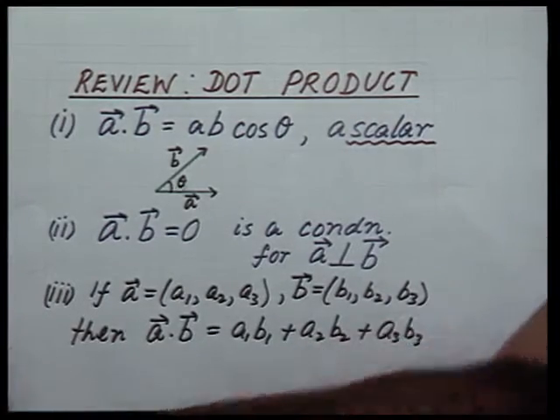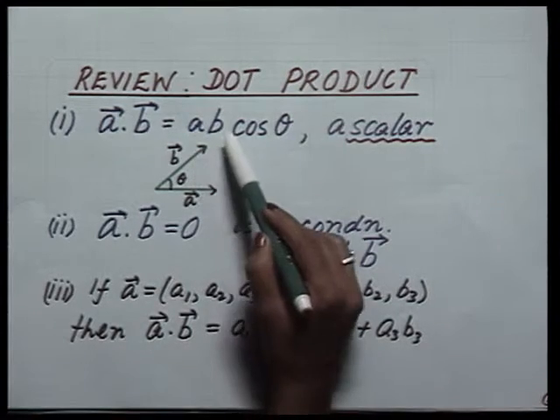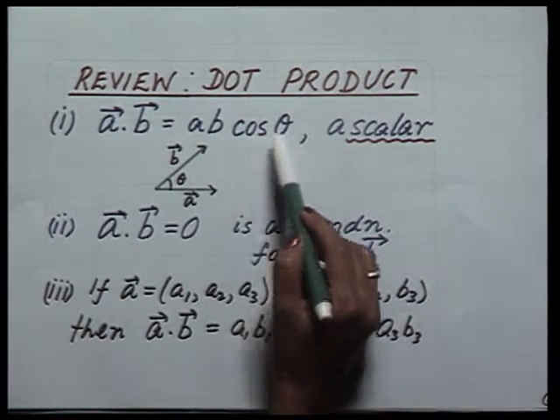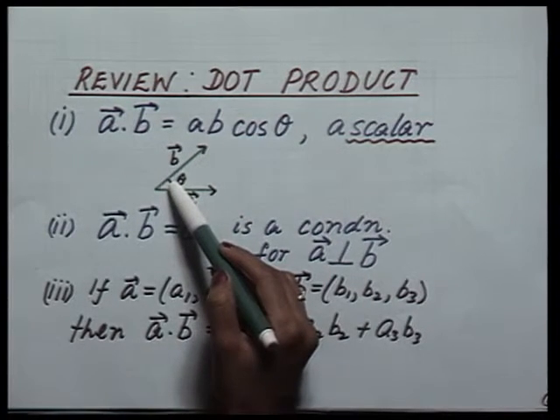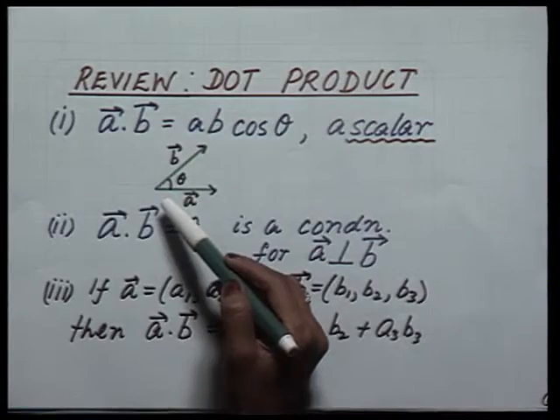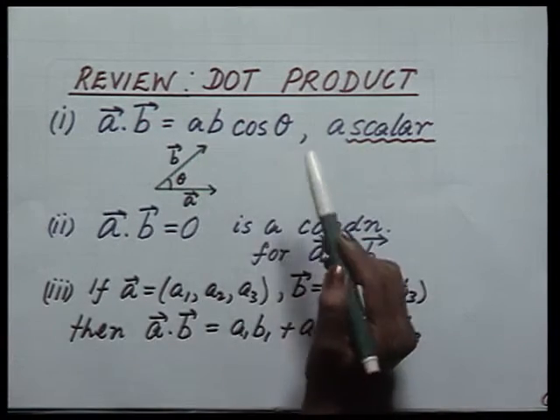Hello friends, this is our fourth episode in our series on vectors. The last time we defined one way of multiplying two vectors known as the dot product. Recollect that we had defined A dot B as the magnitude of A into the magnitude of B into cos of the angle between them, that is theta. Theta is incidentally the smaller angle between A and B.